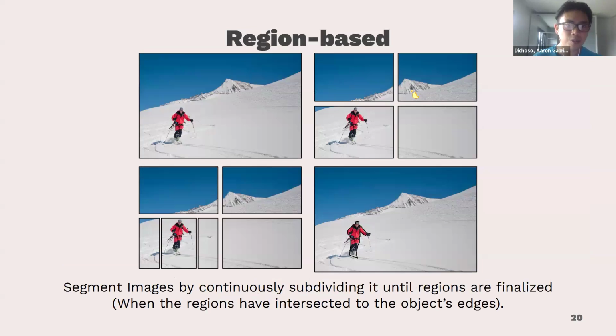And finally, we are going to region-based thresholding. This method segments images by continuously subdividing the image until the regions have been finalized. What do I mean by that? As we can see here, let's start with this main image. Region-based segmentation continuously subdivides the image into different regions, okay? And the method of subdivision depends, once again, on the range of values.